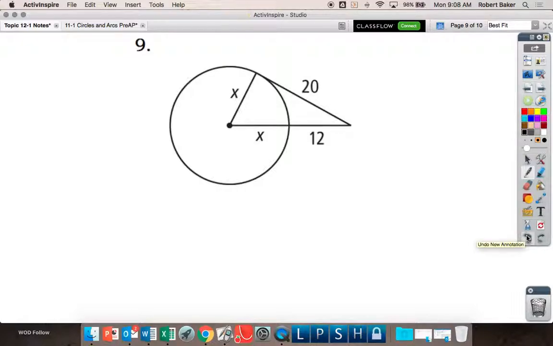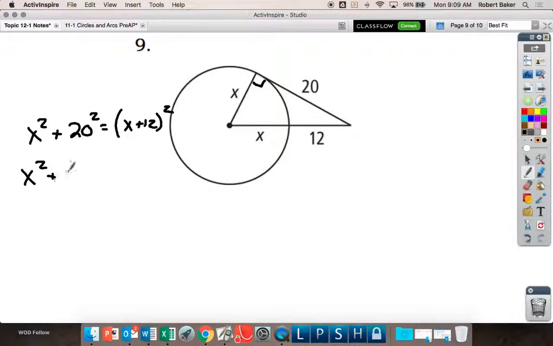Where the tangent touches the circle. Or you call that the point of tangency. Or where the radius meets the tangent line. Or the angle included between the x and the 20. Okay. So now that we have this right triangle, how do you set it up? X squared equals... Okay, so we got x squared plus 400.